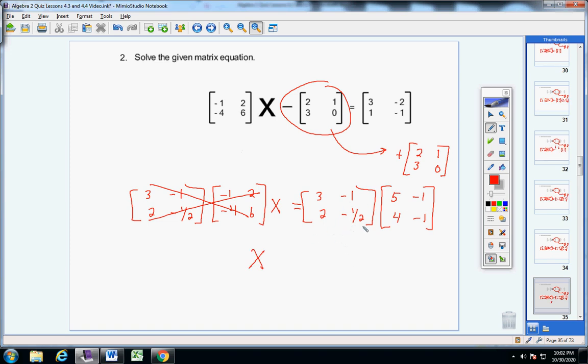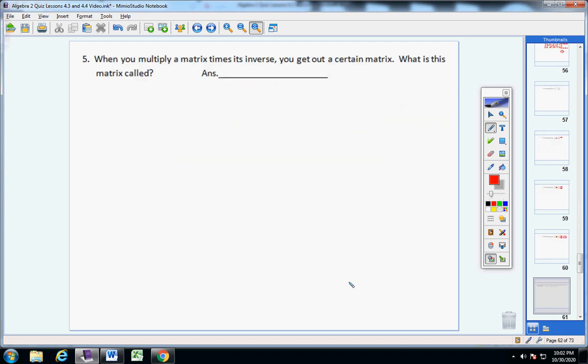And then here, we multiply these together. So row times column, 15 minus 4, that's 11. And then row times column, negative 3 plus 1, that's negative 2. Then row times column, 10 minus 2, that's 8. And row times column, negative 2 plus 1/2 is negative 1/2. And that's your answer. Now again, I know I'm going fast, but you can pause the video and back it up.